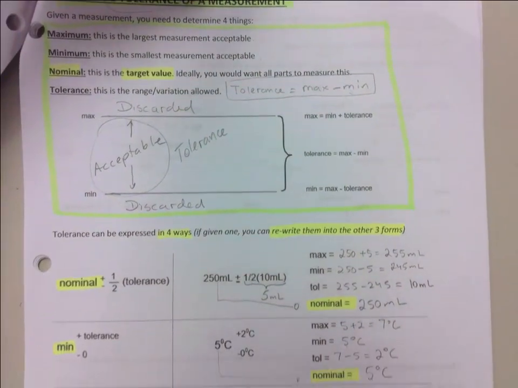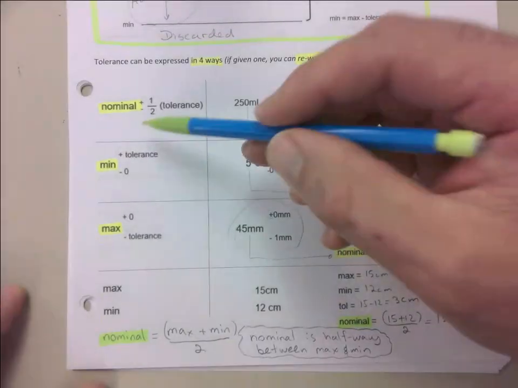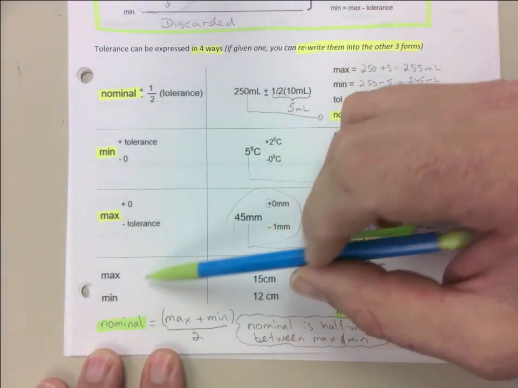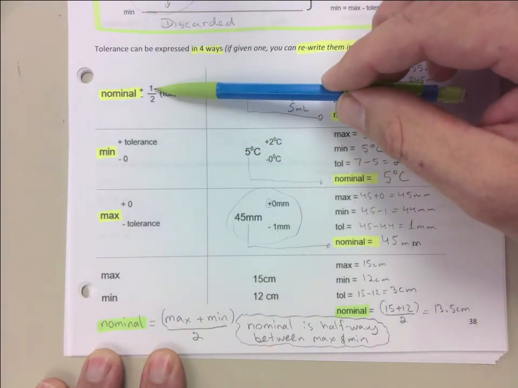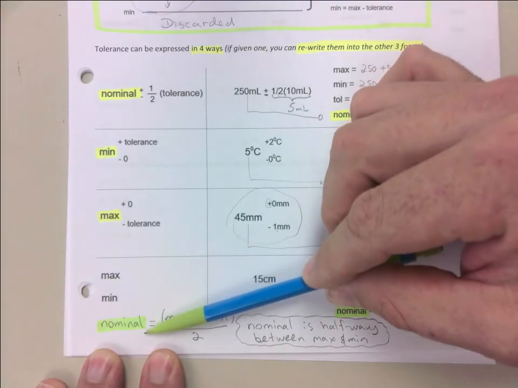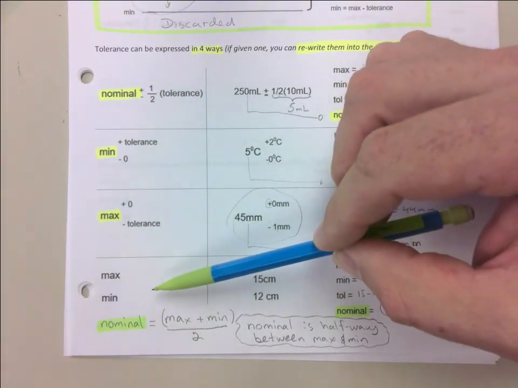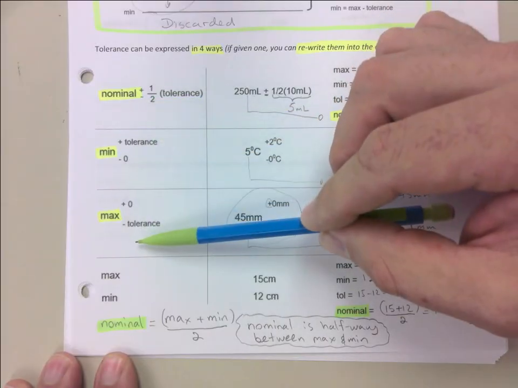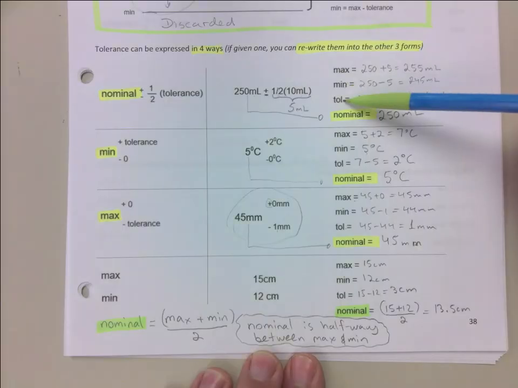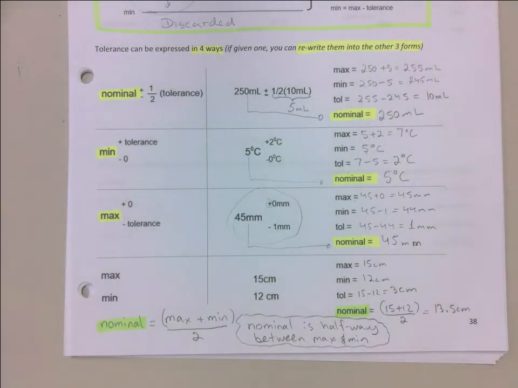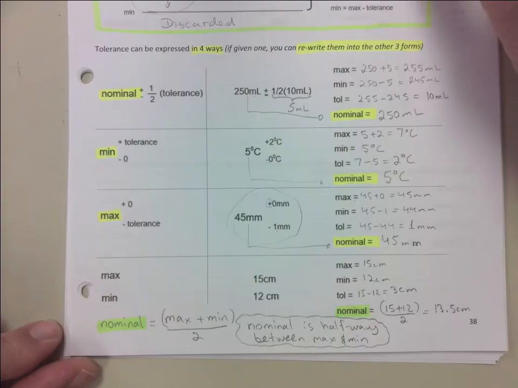Then there are 4 different formats of tolerance that are listed right here, okay? I would like to offer this, that it really doesn't matter if you have all 4 written out. I would just say you should be able to recognize and be able to extract the 4, the max, the min, tolerance, and nominal, just by looking at them. All right, just by looking at them.